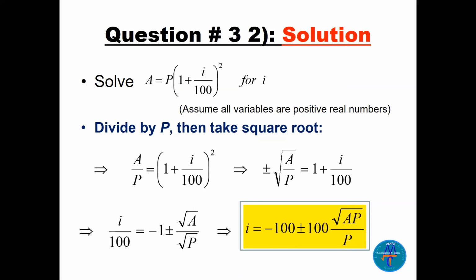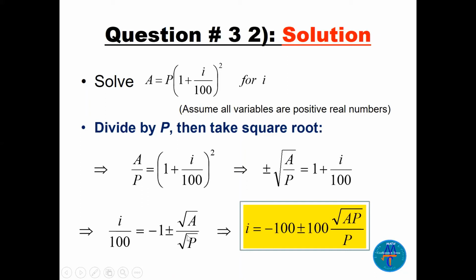Take the square root on both sides. So this will be plus or minus the square root of A over P, and here, because we have squared, 1 plus I over 100. Then I need I. So I leave I over 100 and take this 1 to the other side, and it becomes minus 1. Then I split the radicals here. You can do that easily. So square root of A over square root of P. Also, I did something here very quickly.